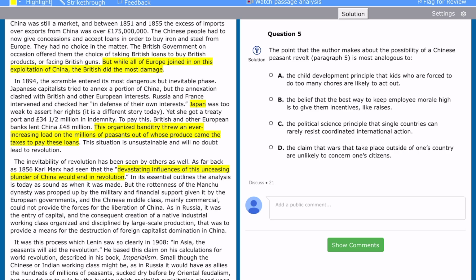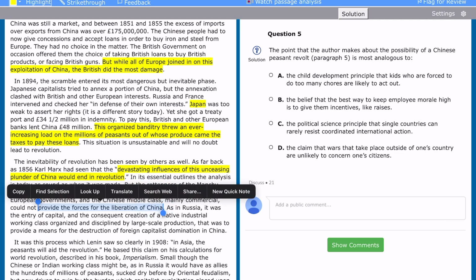The inevitability of revolution had been seen by others as well as far back as 1856. Marx made this statement. In its essential outlines, the analysis is today as sound as when it was made. But the rottenness of the Manchu dynasty was propped up by the military and financial support given it by the European governments, and the Chinese middle class, mainly commercial, could not provide the forces for the liberation of China. Okay, middle class couldn't help.